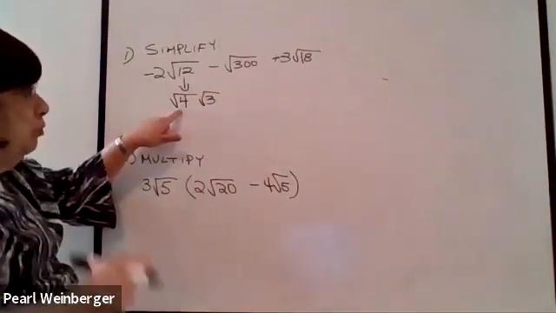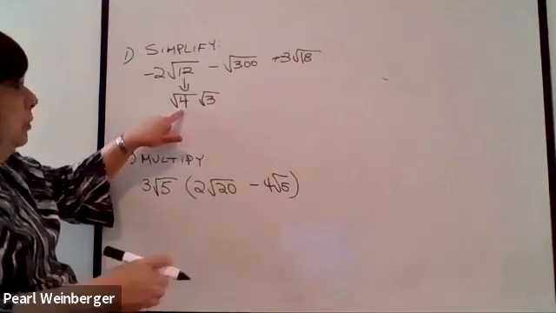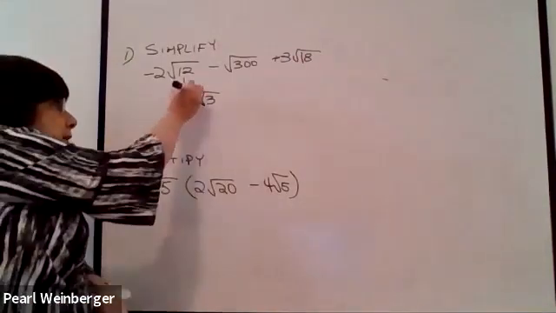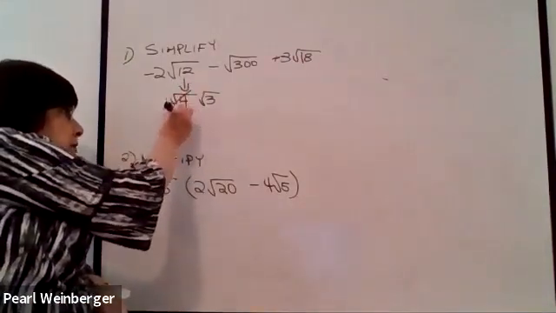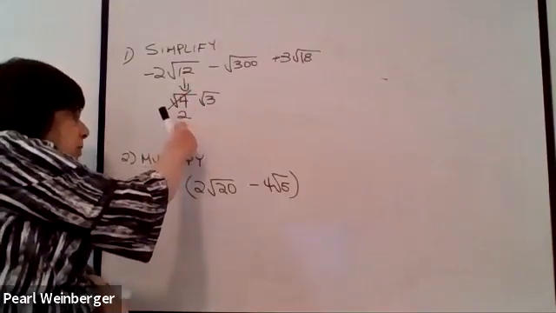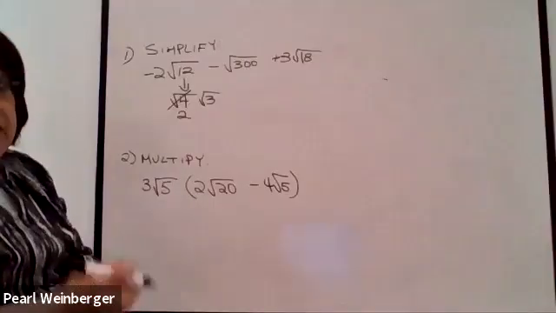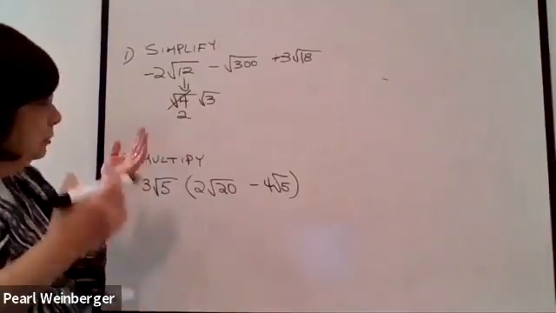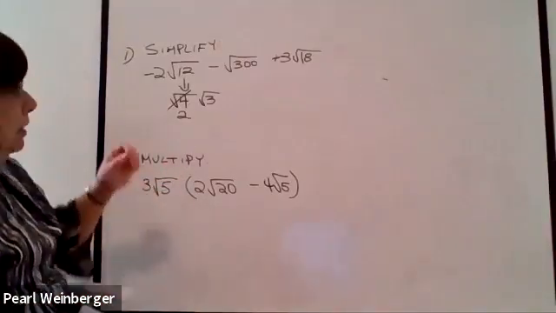Now, the 4 is a perfect square. When I take the square root of 4, it just gives me 2, no longer inside the square root. The 3 I can't do anything with because 3 is not a perfect square. I just have to leave the 3 inside the radical.